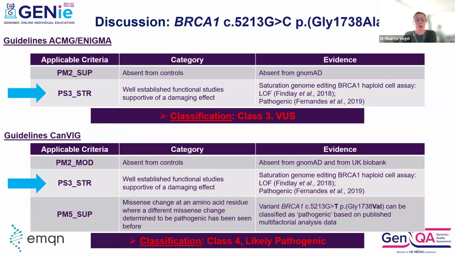So when we look at the evidence that we gathered to get to these classifications, the biggest piece of evidence for this variant is the functional data that is available. So there are 2 papers where this specific variant is tested, and you see them here. It's the paper of Finlay et al., where they see that this is a loss of function variant, and also the paper of Fernandez et al., where they say that this variant is predicted to be pathogenic. And these 2 papers you can use using the Enigma guideline and also the CanFIG guideline.